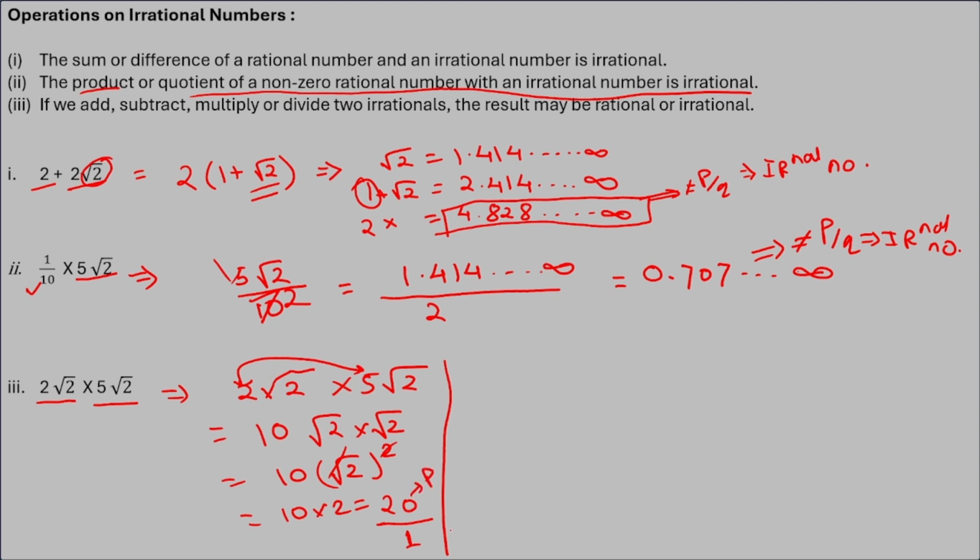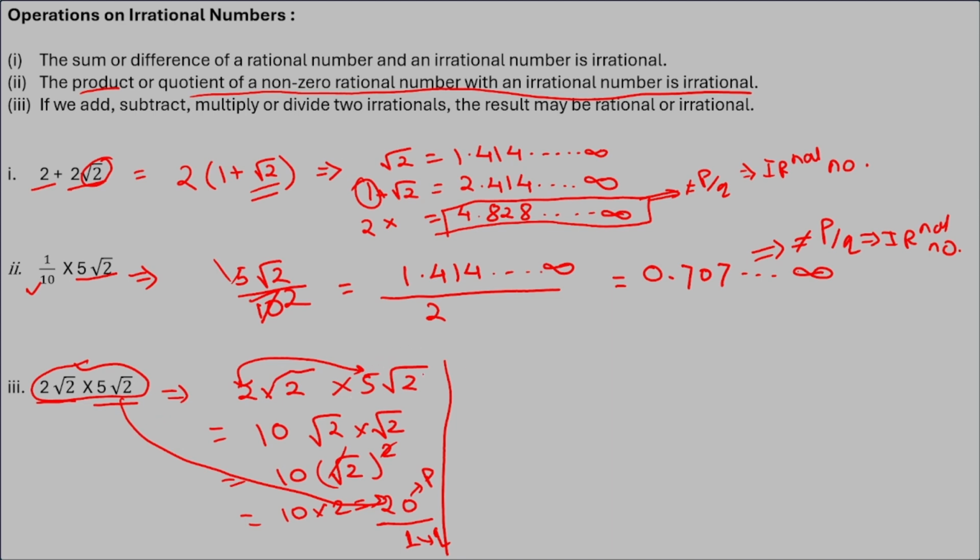P by Q form. So you can say this is a rational number, right? So can you conclude that if two irrational numbers are multiplied, divided, subtracted or added with each other, you will always get some rational number? No. So this is the one example I have given you.